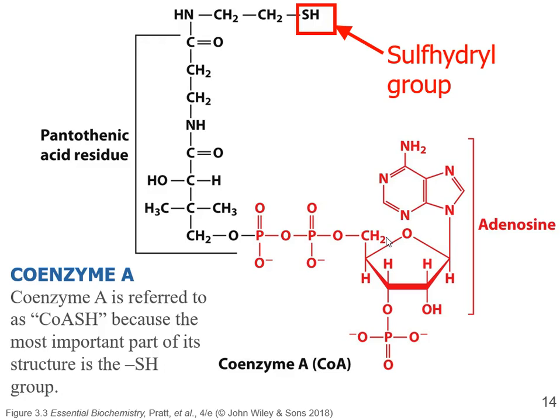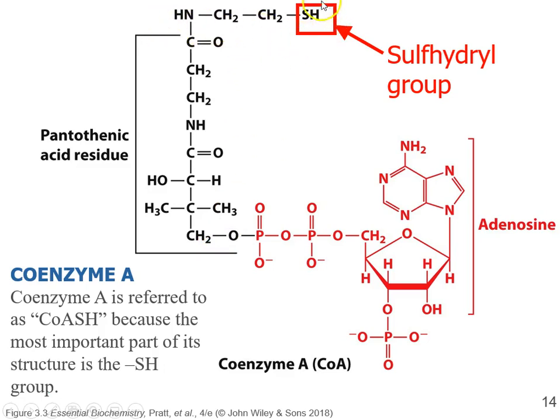So let's remind ourselves of what coenzyme A looks like. So coenzyme A, the A stands for adenosine. So we have the adenine and the ribose and the phosphate right here. So this forms adenosine and 2 phosphates. This is pantothenic acid. It's a B vitamin that's required in your diet.